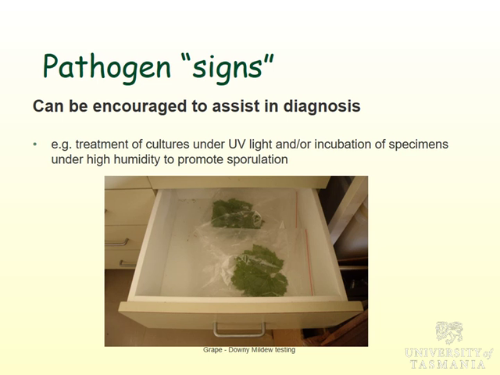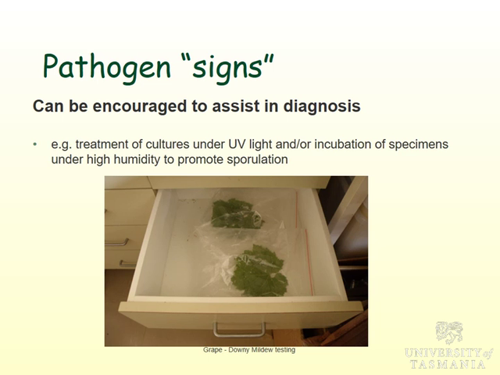These pathogen signs, I said that they're really valuable in terms of diagnosis because they tell you what you're dealing with. They can be encouraged too, to assist in diagnosis. So, for instance, here we've got grape leaves. They're testing for downy mildew. We saw some downy mildew before on that lettuce that had those nice sporulating structures.